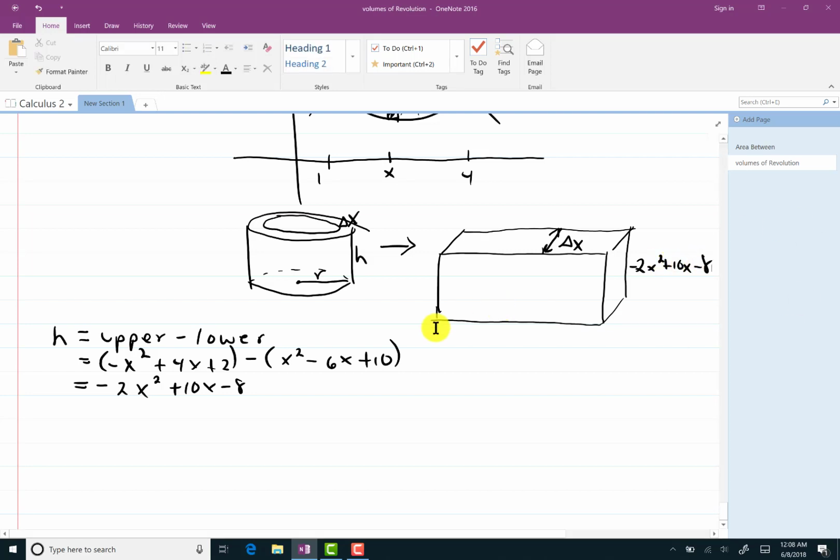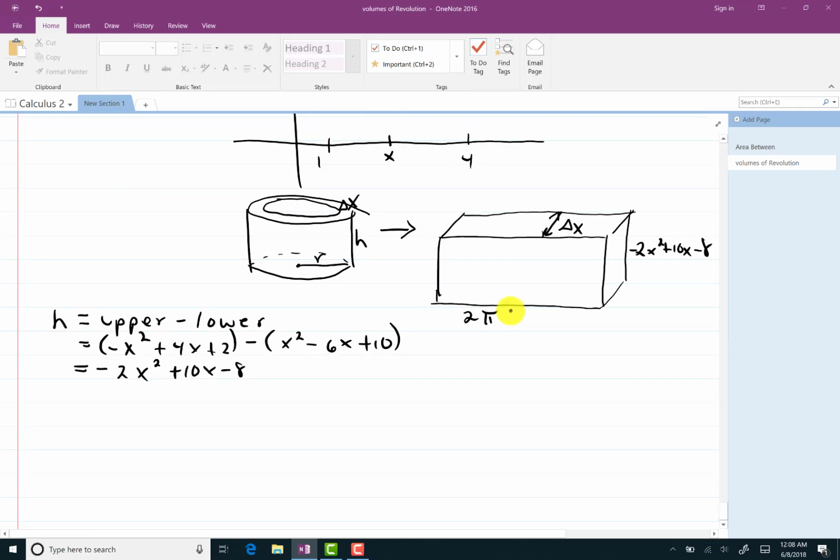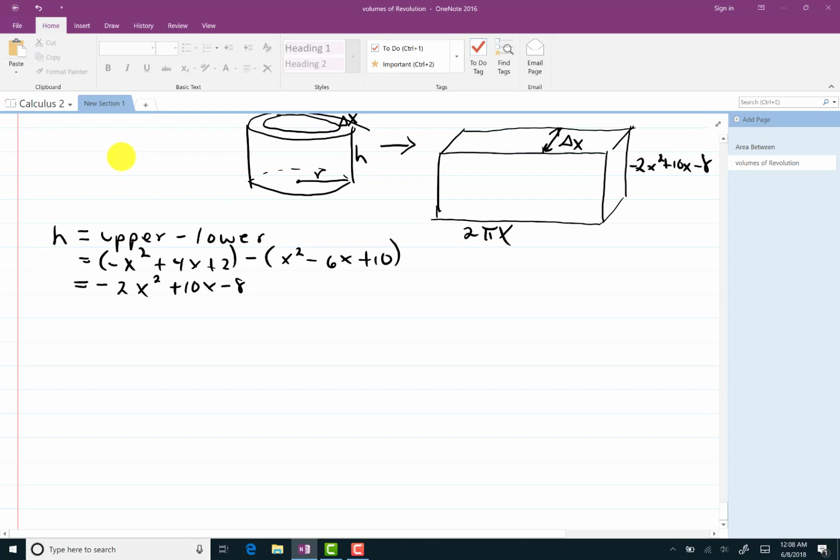And then, of course, down here, the length of the base is 2 pi r. So I have 2 pi, and what is r? Well, r is the distance from here to the center. So once again, x minus 0 is just x. So you get 2 pi x. All right, so the volume of a shell equals, multiply these three things together, 2 pi x times negative 2x squared plus 10x minus 8 delta x.